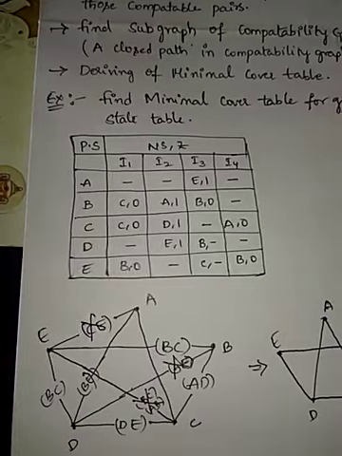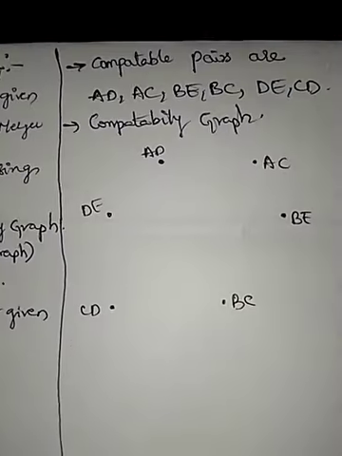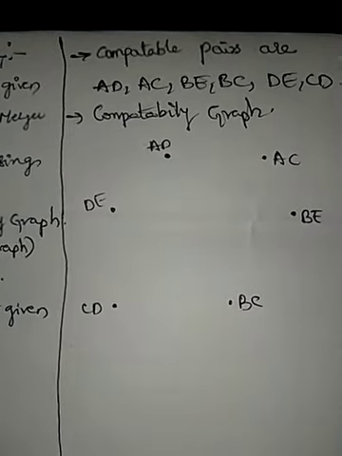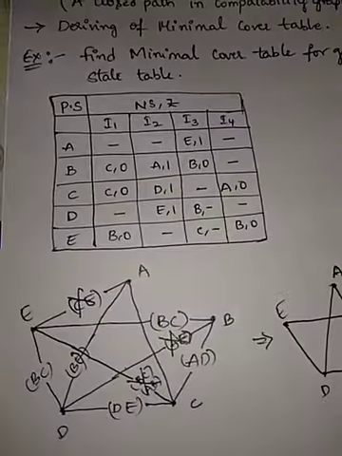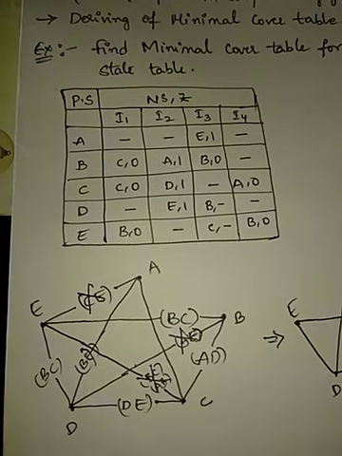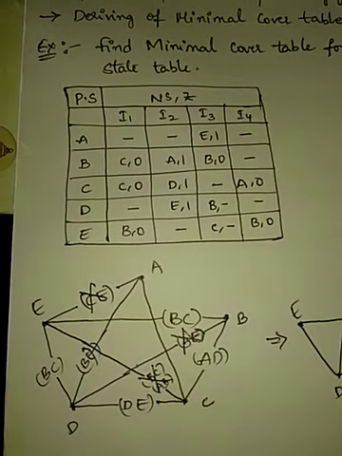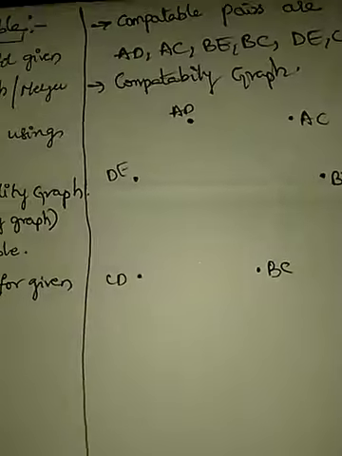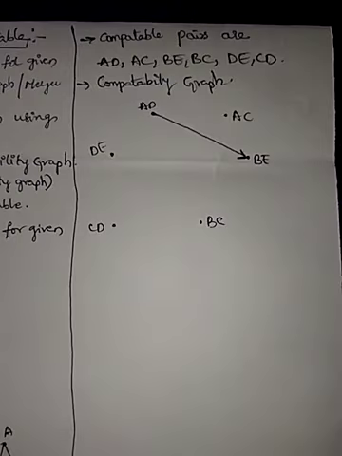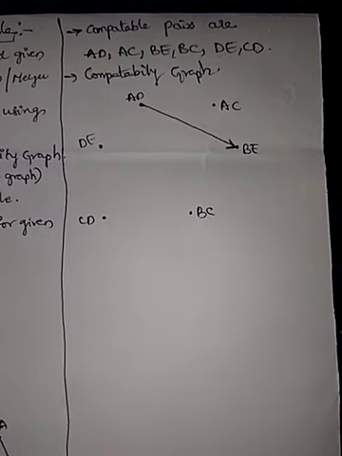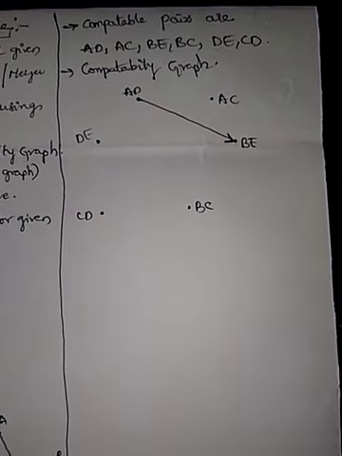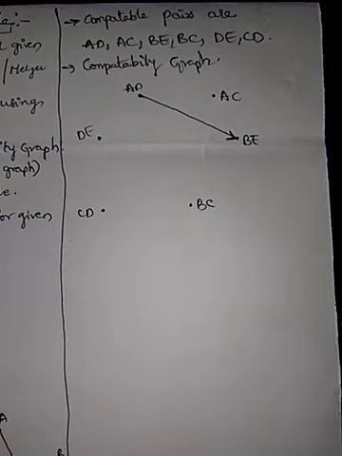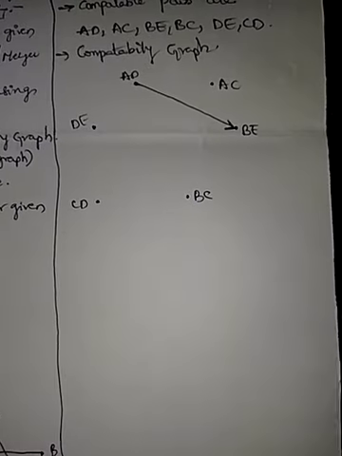The first compatible pair is AD. Now I am considering AD. What is the relation of AD? AD compatibility is purely depending on BE. That's why I need to draw a line from AD towards BE. I have drawn an arrow mark, not a line. It means that AD is purely based on BE. The arrow mark indicates the condition like that.